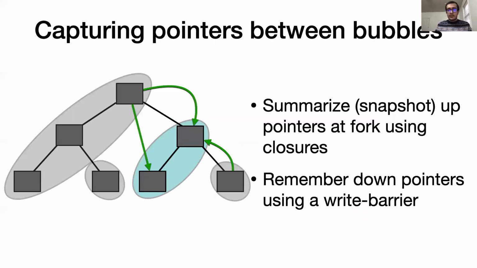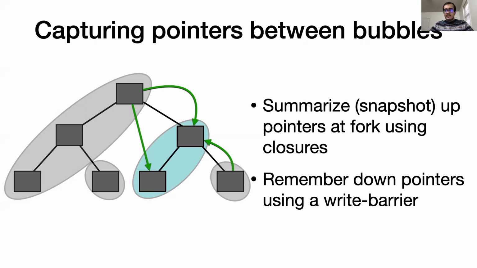Now let's get back to our bubbles. We use disentanglement for collecting bubbles independently. There are a lot of low-level details, so I will only talk about the interesting bits. To collect a bubble, we need to determine the pointers that come into it. Because of disentanglement, we only need to worry about up pointers and down pointers. Now, if you look at the highlighted bubble, the up pointers into it are from the child that is not in the same bubble.